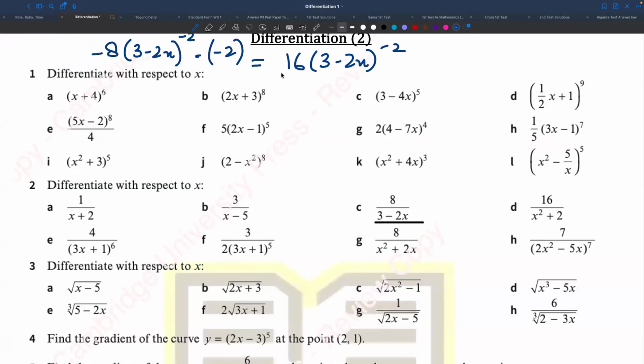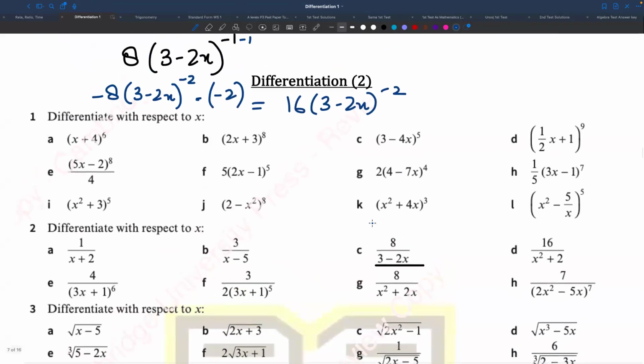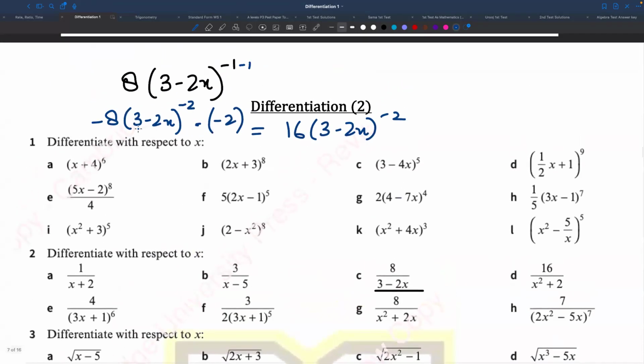Which one? I have to multiply by the derivative, the negative one. Yes, look, what is the derivative of 3 minus 2x? That's minus 2, right? But that's what I did. I just multiplied this over here, okay? Okay, sir. Understood. That's it.